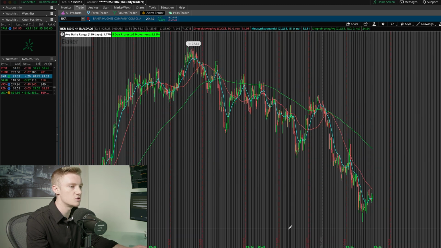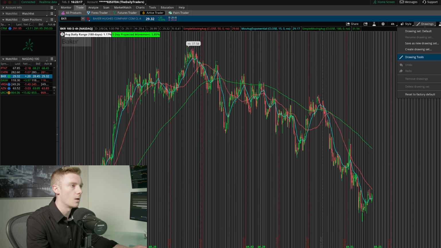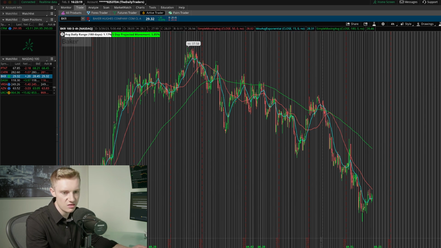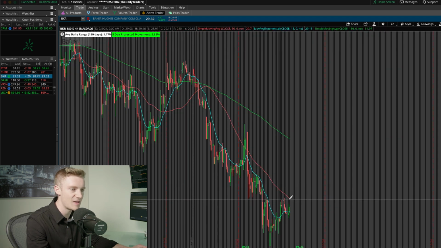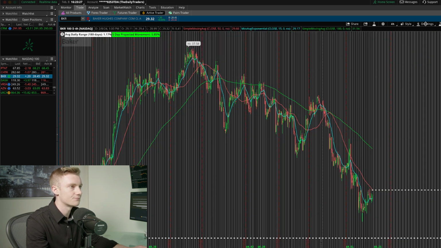Okay, so let's say we're just going to look to capitalize on a pullback. This is just a theoretical trade. Back down to that low, we're going to set our stop loss at the 50-day. Okay, just theoretical. Now, if we look at this stock specifically, BKR, average daily range is 1.17%. Our 5-day projected movement is 5.85%.